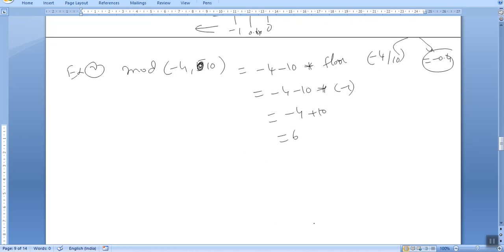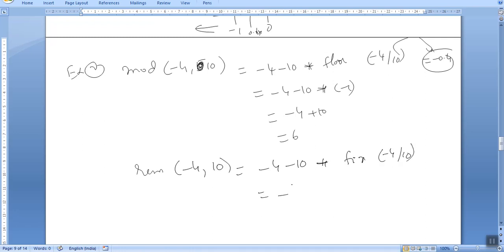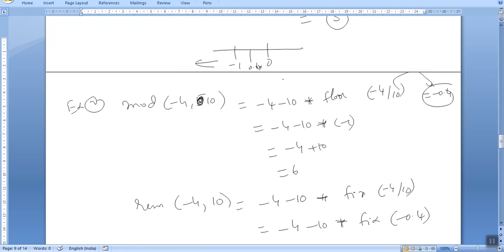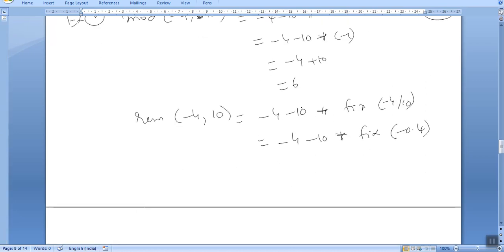Now suppose if you want to find the remainder function of minus 4 comma 10: minus 4 minus 10 into fix of minus 4 by 10. Minus 4 minus 10 into fix of minus 0.4. So fix is nothing but towards 0. So this is minus 0.4, rounding towards 0 is 0. So minus 4 minus 10 into 0 equals to minus 4.